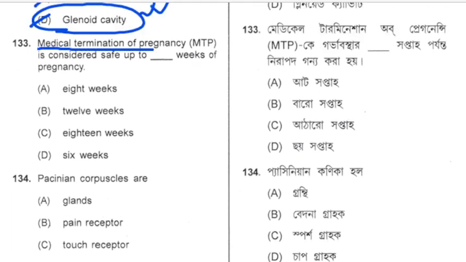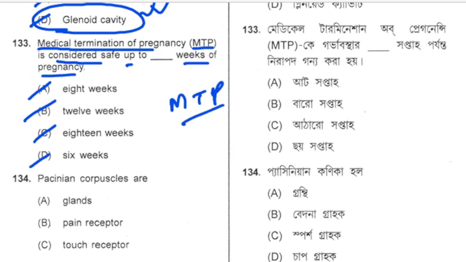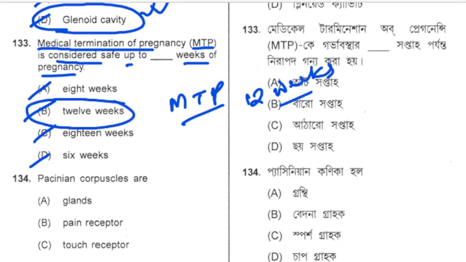Medical termination of pregnancy, that is MTP, is considered safe up to dash weeks of pregnancy. 8 weeks, 12 weeks, 18 weeks, 6 weeks. The MTP is applicable at 12 weeks. The correct answer is 12 weeks.